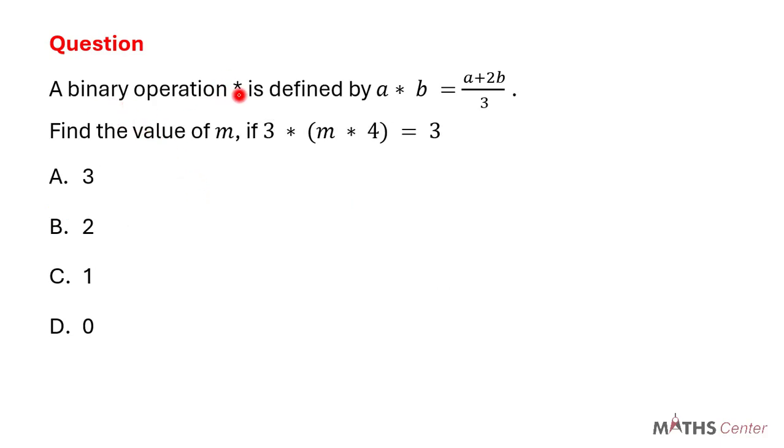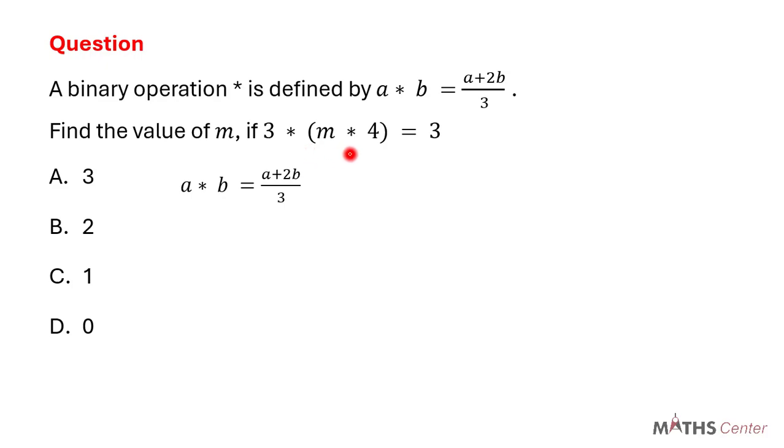A binary operation star is defined by A star B is equal to (A plus 2B) divided by 3. Find the value of M if 3 star M star 4 is equal to 3. The definition of the binary operation is A star B is equal to (A plus 2B) divided by 3. The equation given to us is 3 star M star 4 is equal to 3. So here we will compute what we have on the left hand side and then equate it to the right hand side, which is 3.